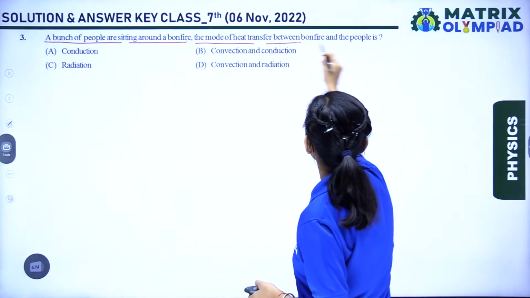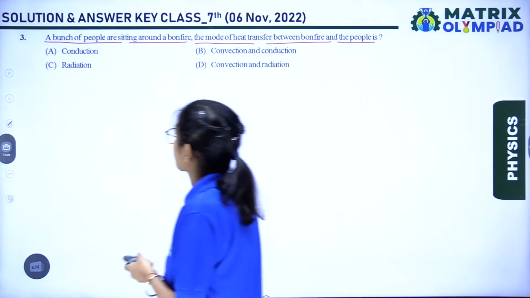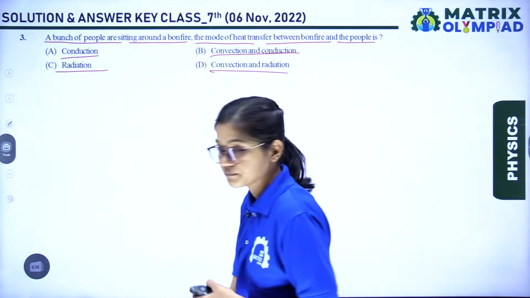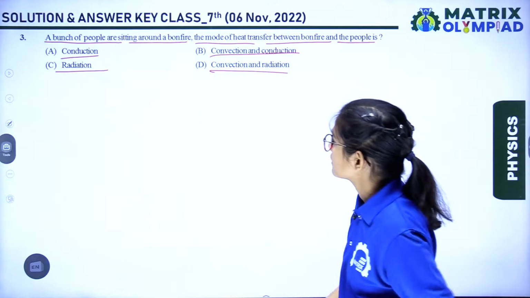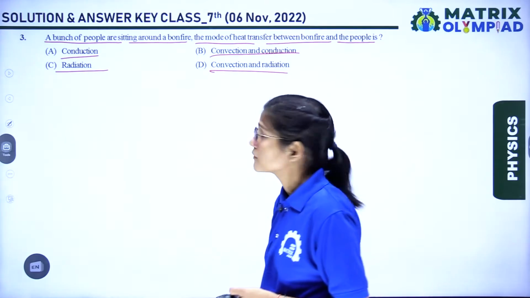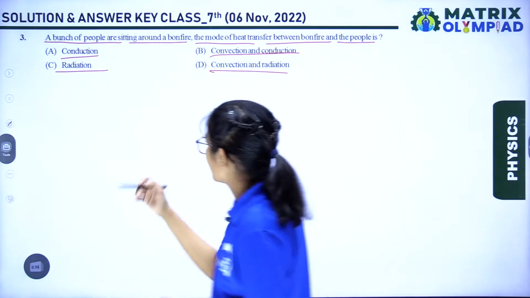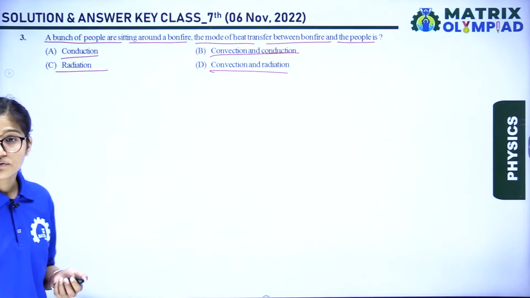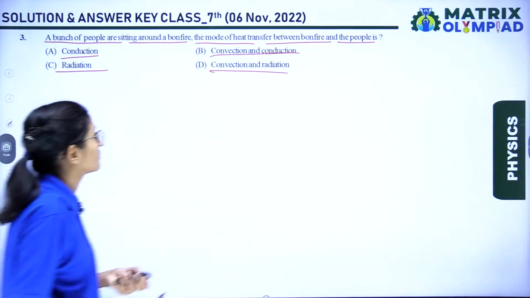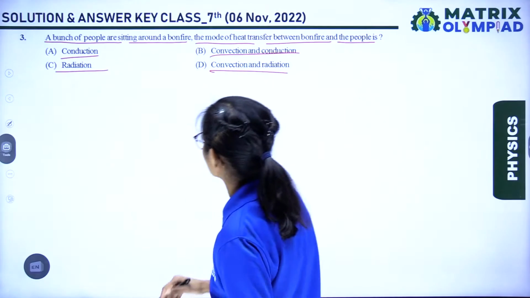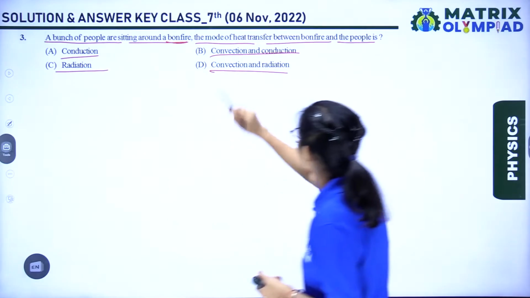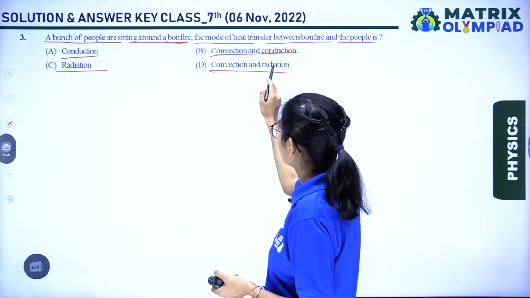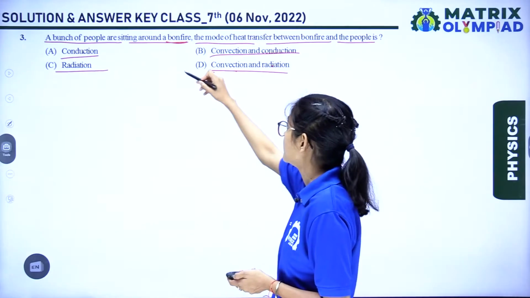The mode of heat transfer between the bonfire and the people is, okay, conduction, radiation, convection and conduction, or convection and radiation. When a bonfire is there, then radiation is obviously used there, and then there is air as well, so in air the method of transfer of heat is convection. So for third question, when a bonfire is there, the heat will reach to the people by convection and radiation. So for third question, our answer will be D option.